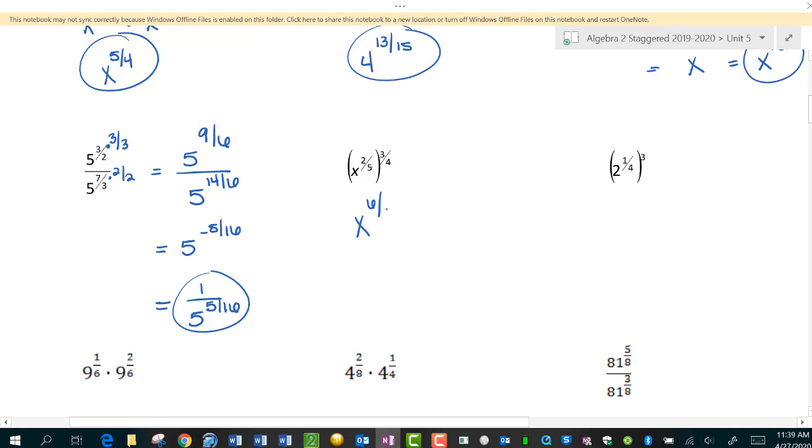5 times 4 is 20. Now I would ask that you reduce this. So 6 and 20 are both divisible by 2. 2 goes into 6 3 times, and 2 goes into 20 10 times. So the correct answer would be x to the power of 3/10.